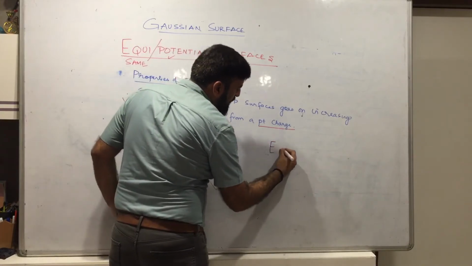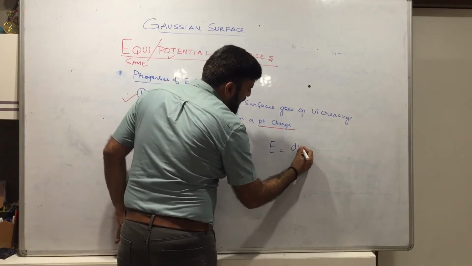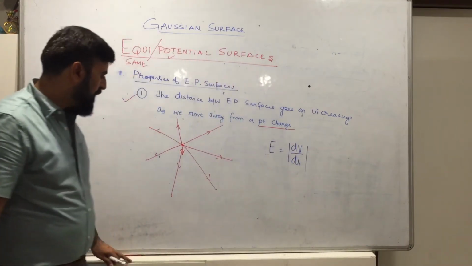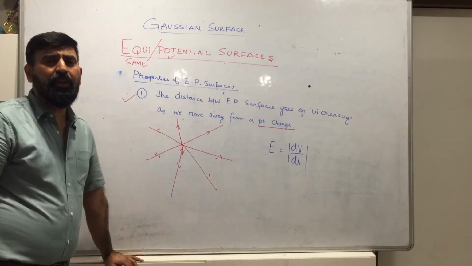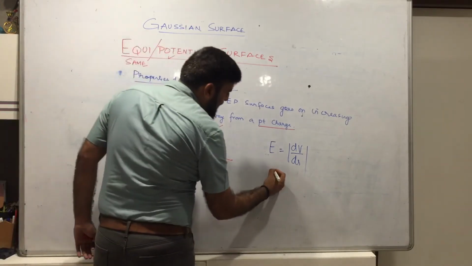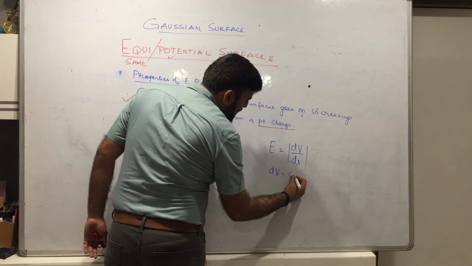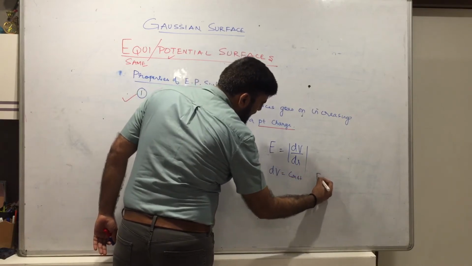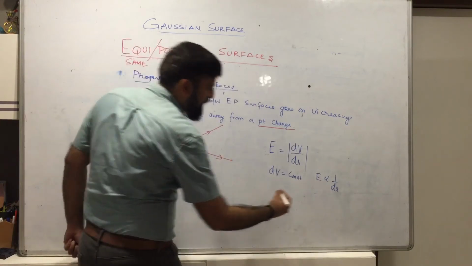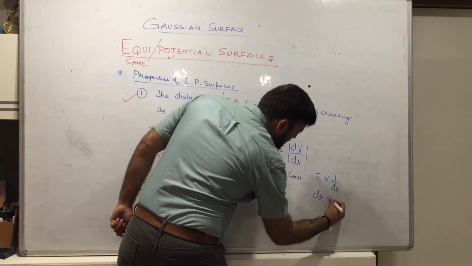E is equal to dV by dr, isn't it? If I take the mod of this, E is equal to dV by dr. Now, if I take dV constant, can we say E is inversely proportional to dr? Of course we can say this. Or maybe dr is inversely proportional to E.